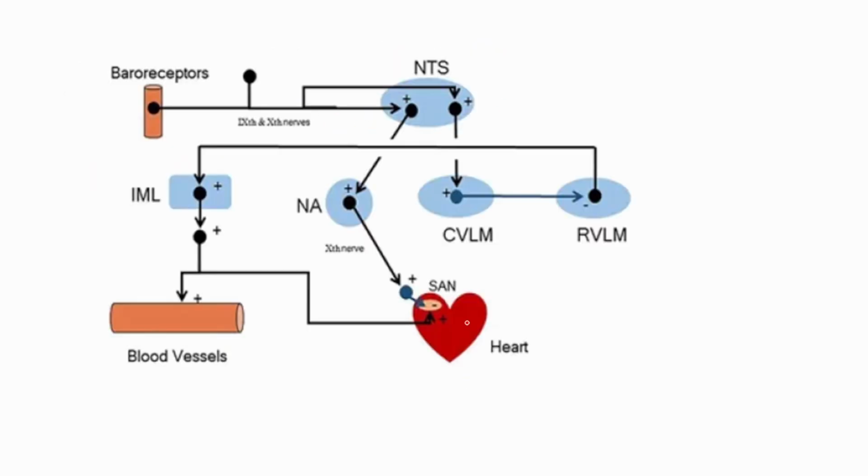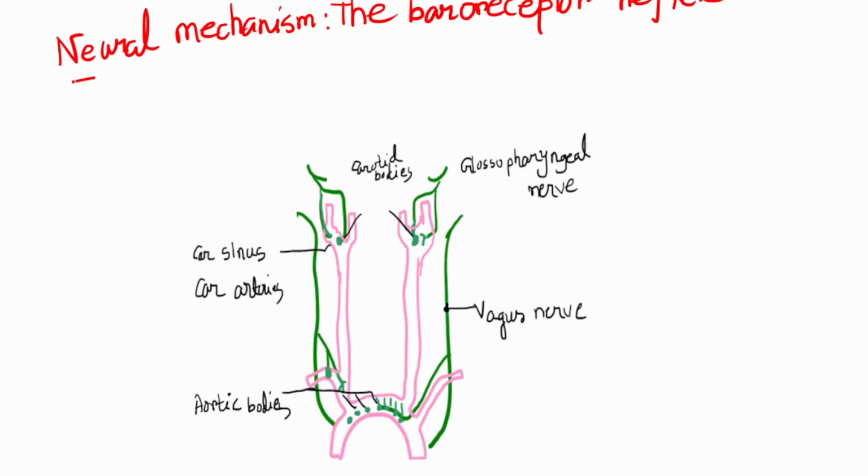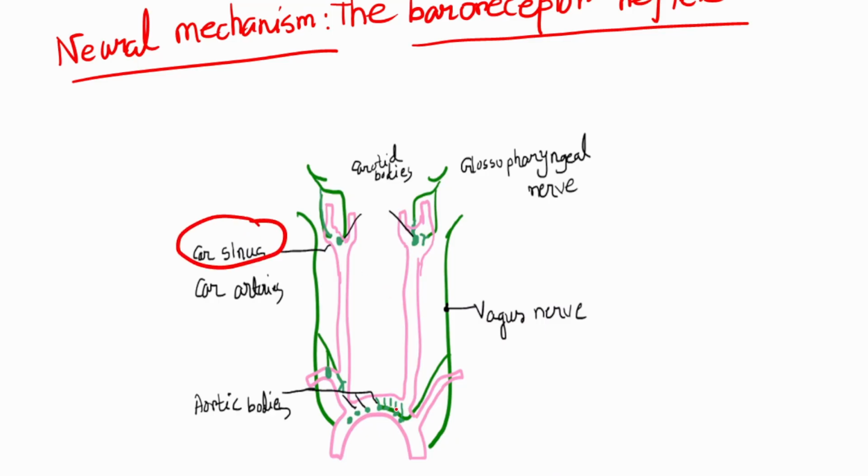Let us position the neural mechanism on our map first, the baroreceptor reflex. These specialized receptors are embedded within the carotid sinus and the aortic arch of our body. For your information, the carotid sinus is a slightly dilated area, as you can see here, at the base of the internal carotid artery, which is located in the neck. Now we are ready to go to the mechanism.